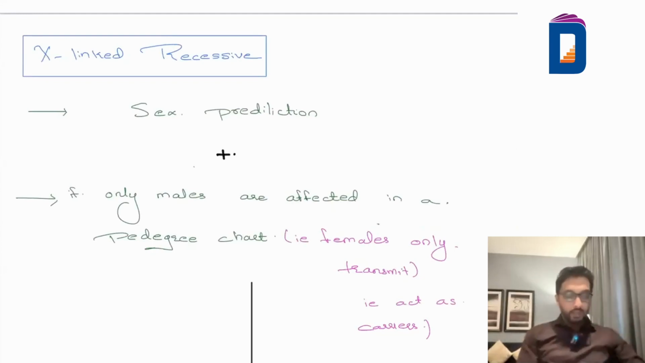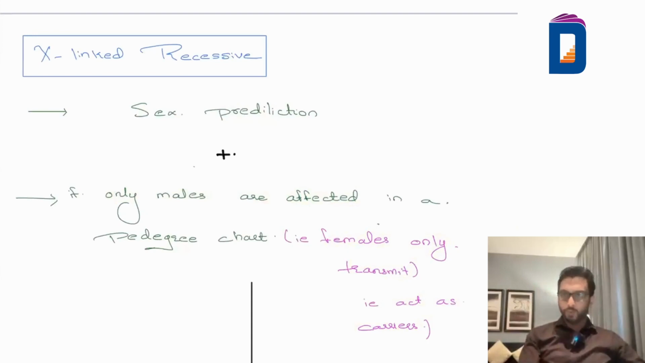Okay, fine. Now let's understand X-linked recessive. Again, there is going to be a sex predilection. Only males are affected in the pedigree chart. Females only transmit and act as carriers. That's a speciality of recessive. Whereas in X-linked dominant, we saw both males and females are affected. I'm repeating this many times so that it gets inside you. That is the difference.